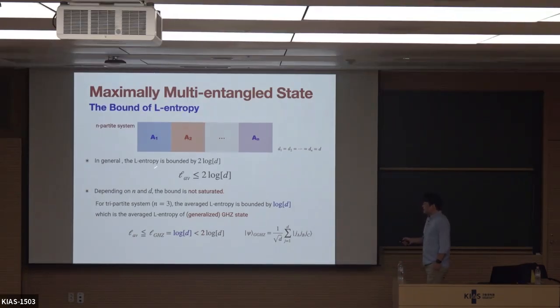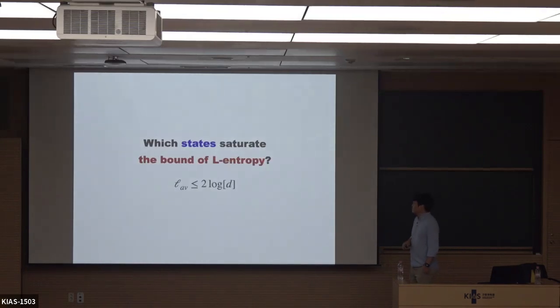For example, in the 3-party case, if you have 3 subsystems, the average L entropy is not bounded by 2 log D, but by log D, which is the L entropy value of the GHZ state. In some sense, maybe GHZ is a maximally multi-entangled state of the tripartite system. However, it does not saturate the general bound.